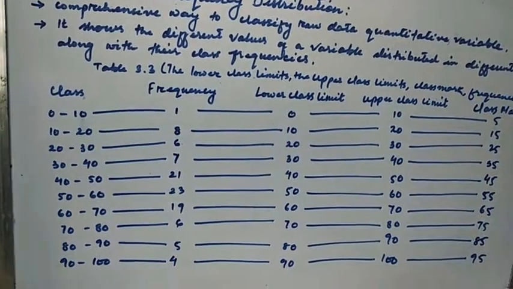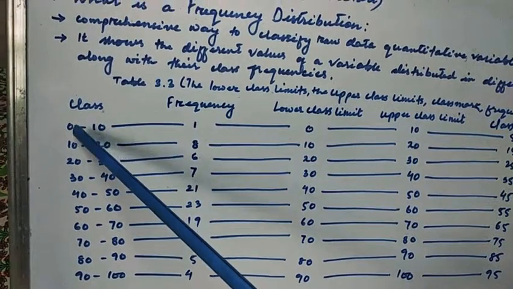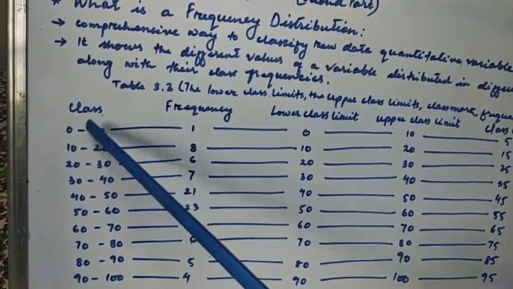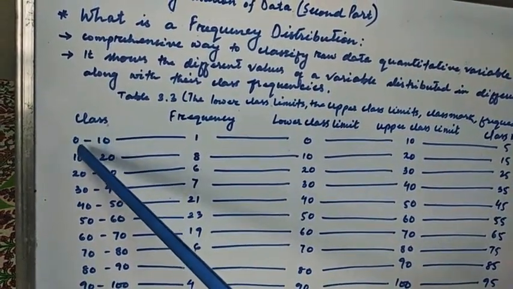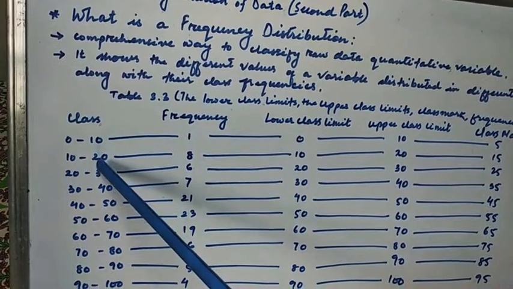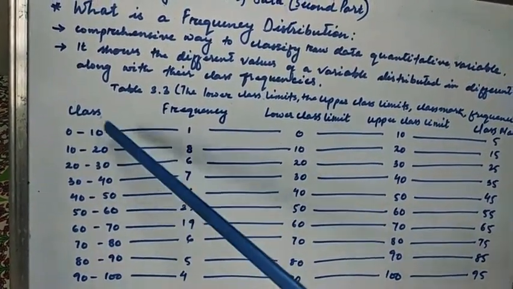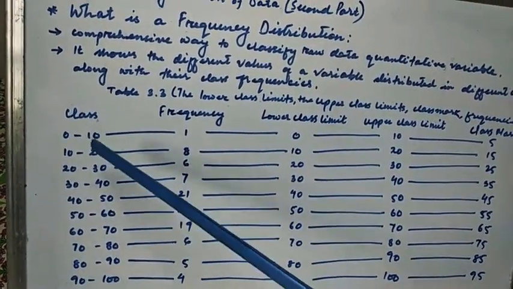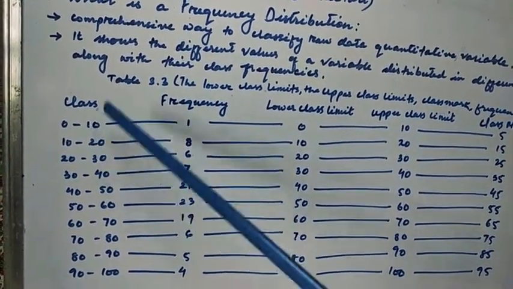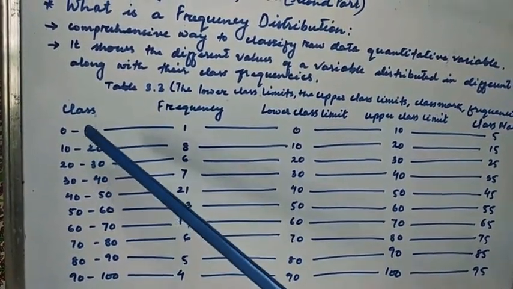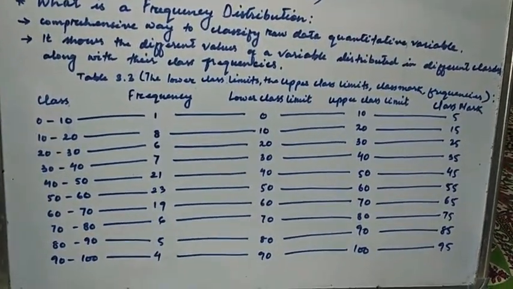And what do we mean by class interval? Class interval means the difference between the upper class limit and the lower class limit. From 0 to 10, the class interval is 10. From 10 to 20, the class interval is 10. In all these classes, the value of the class interval is 10 here. So you subtract the lower limit value from the upper limit, and there you get the class interval. What is a frequency?